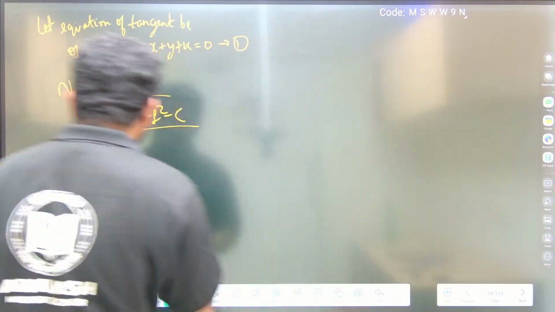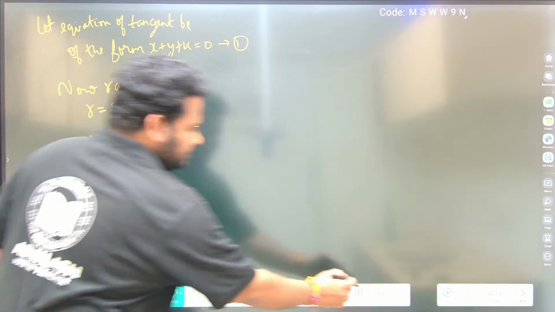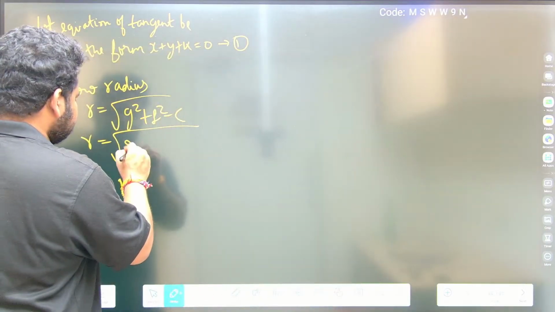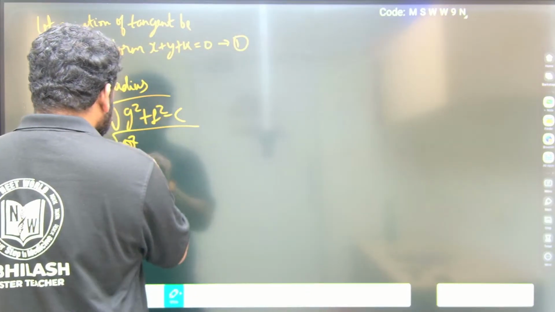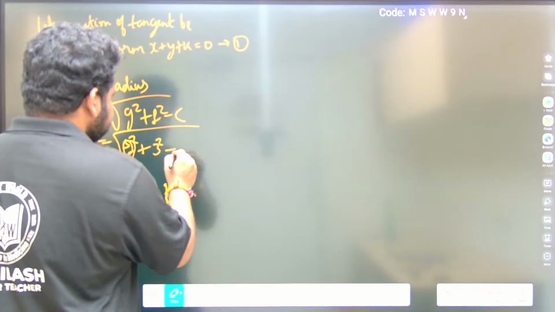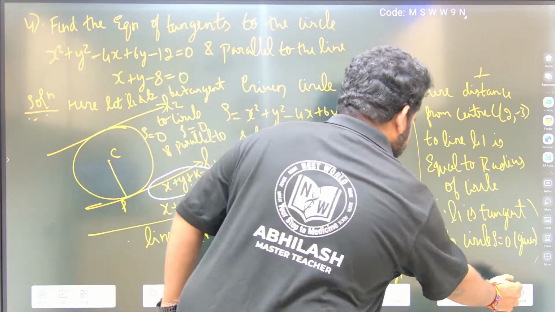Okay, so this will be 2 square, I can write it here. 2 square plus minus 2 square plus 3 square minus c. Minus c means, see here, what is the value of c? C value is minus 12.